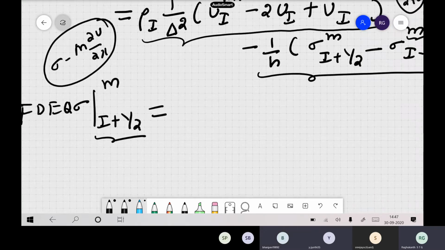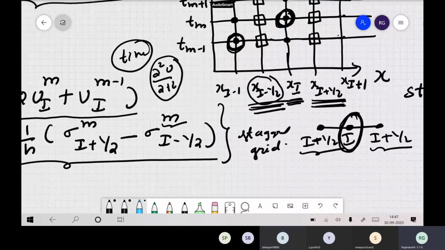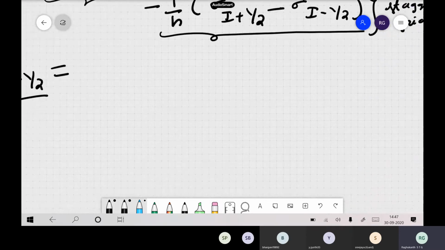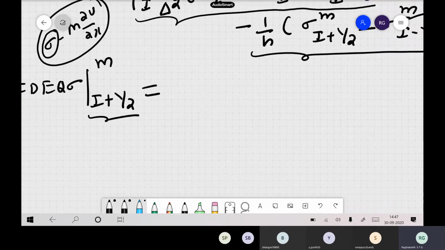Because I am not defining stress at I. See why I am writing I plus half, because I am not defining stresses at I. You understand, right? At I, I am not defining stresses. I am defining stresses only at I minus half, I plus half, like that only. So that's why we are not defining stresses at I. Okay, so that's why you say sigma m I plus half only. So now this becomes I plus half.